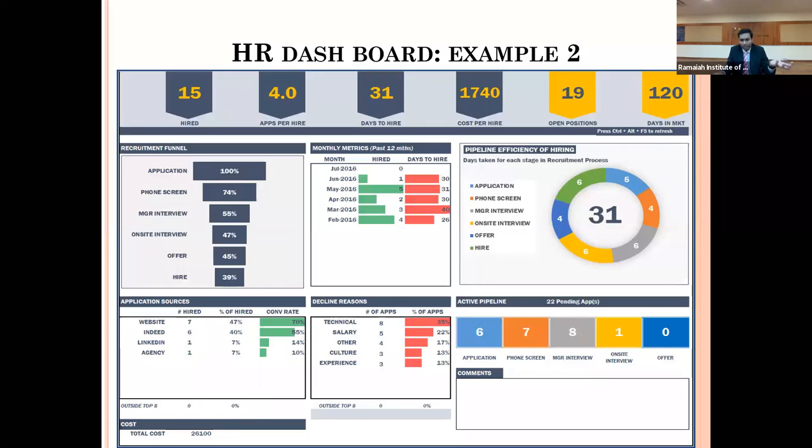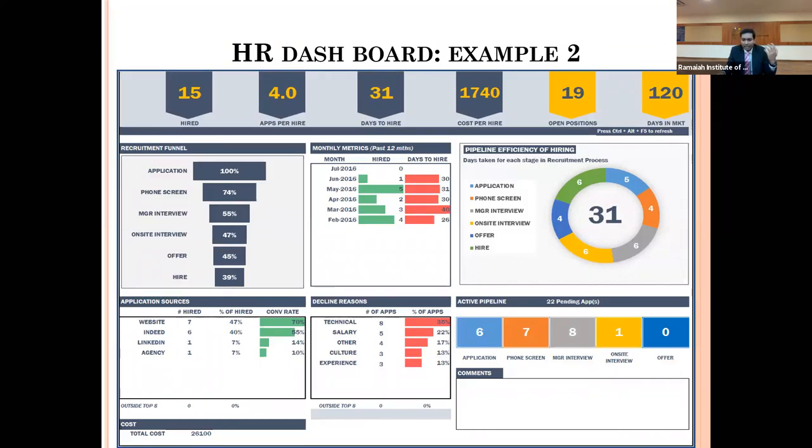For example, just kindly see one metric here, application sources. Totally 4 sources through which we are sourcing applications: website, Indeed, LinkedIn, agency. On the agency side, out of the 15 people we hired, only 1 person was selected. Of course, agencies are external and we have to pay the money. Through the website, we hired 47% of people, and on the agency side, only 1 person. So why do we spend money on the agency side? Better we concentrate on our website and improve it more.